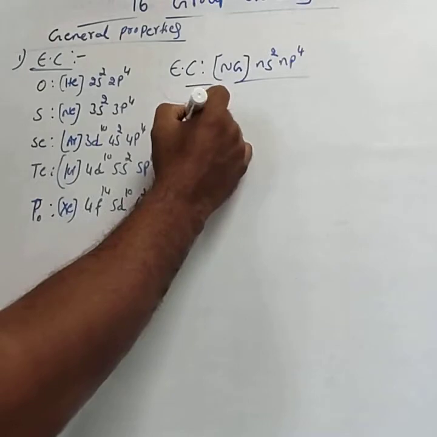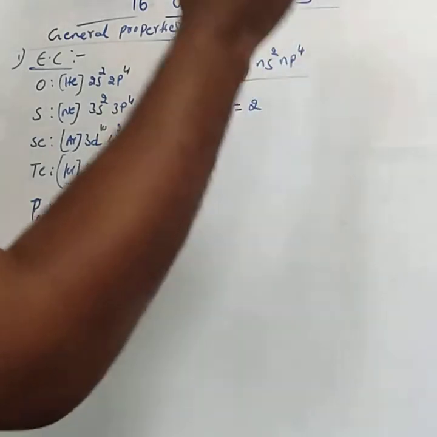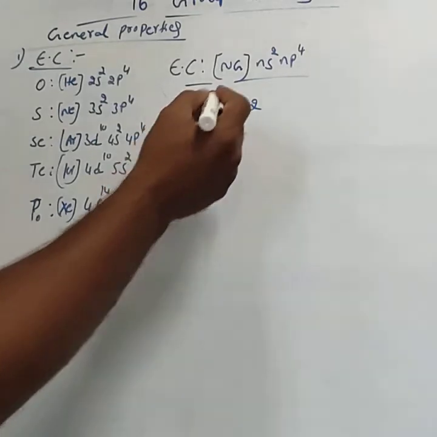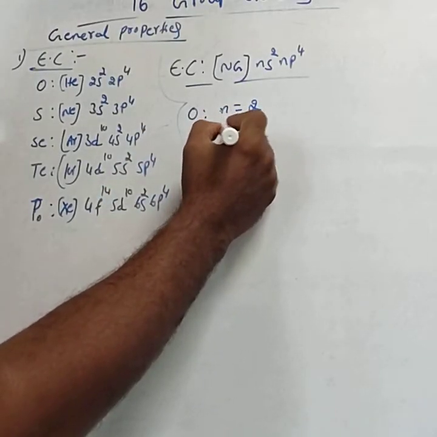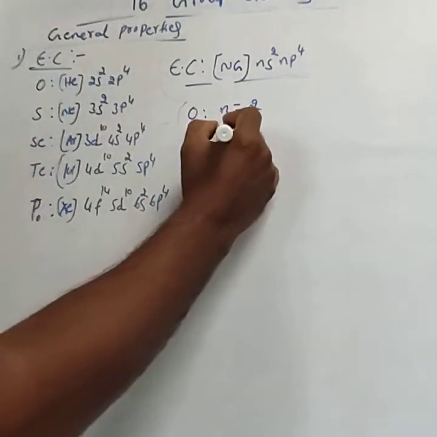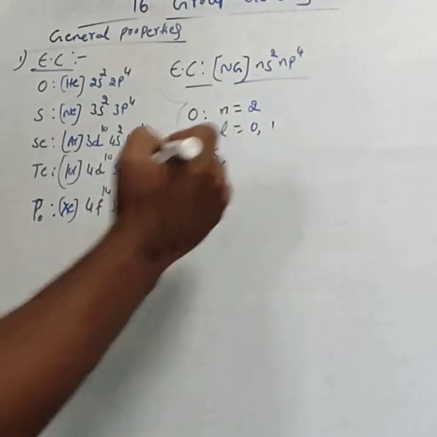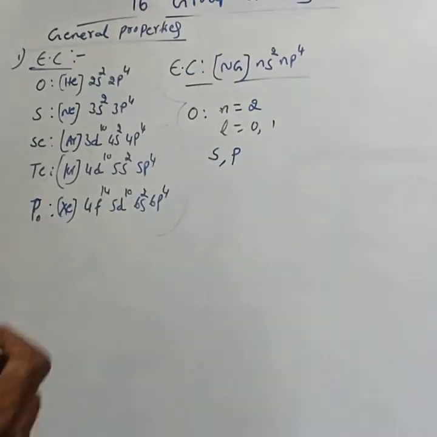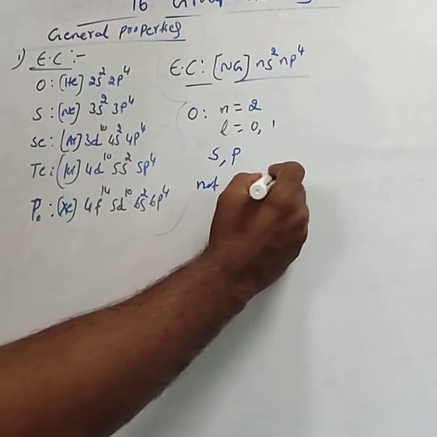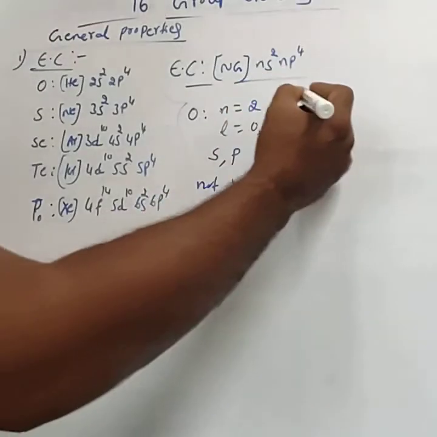You observe that for oxygen, the valence shell is n equals 2, similar to nitrogen. n equals 2 means the possible l values are 0 and 1. 0 means an s subshell, 1 means a p subshell. That is, oxygen does not contain a vacant d orbital.